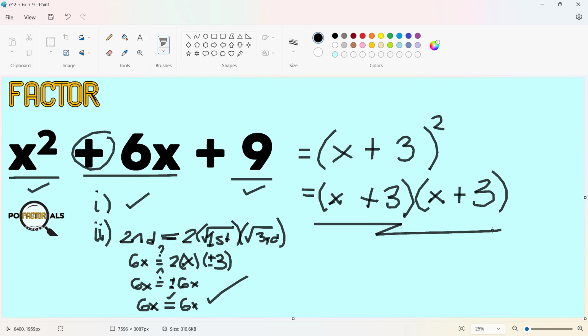So whenever you have a perfect square trinomial, you could expect a square of a binomial or 2 binomials of the same expression multiplied with each other. So again, these are the conditions and these are the results on factoring the given.